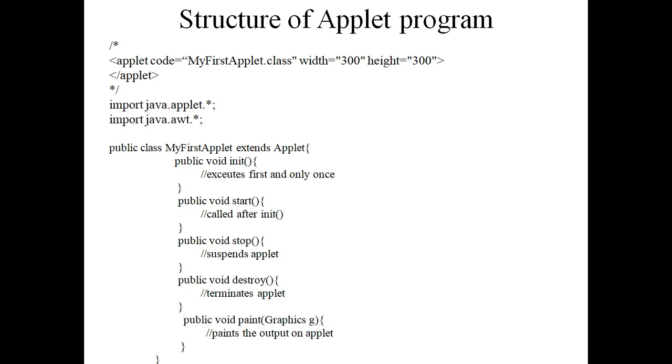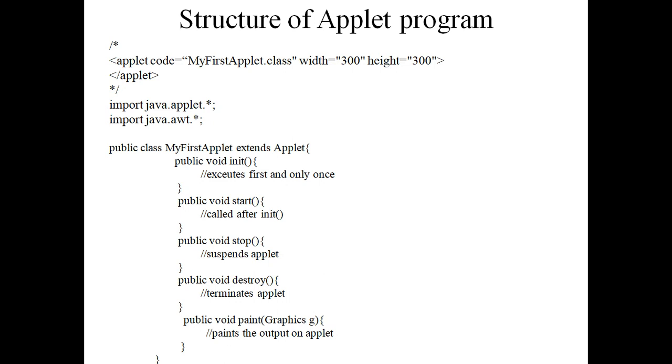If you want to make your Java program an applet program, you have to extend the Applet class in your Java program. So MyFirstApplet is a child of the Applet class now, so it can use the functionalities of the Applet class.